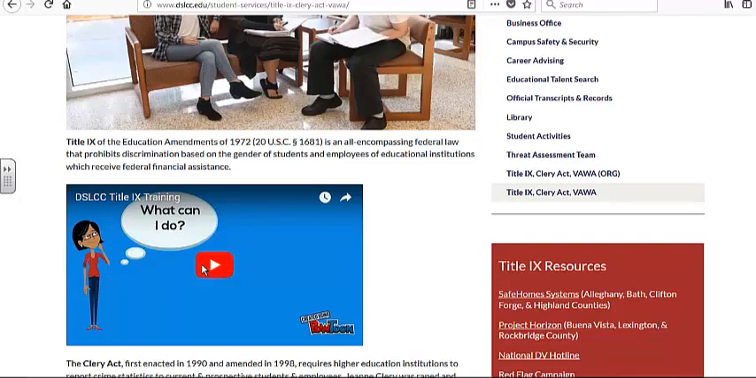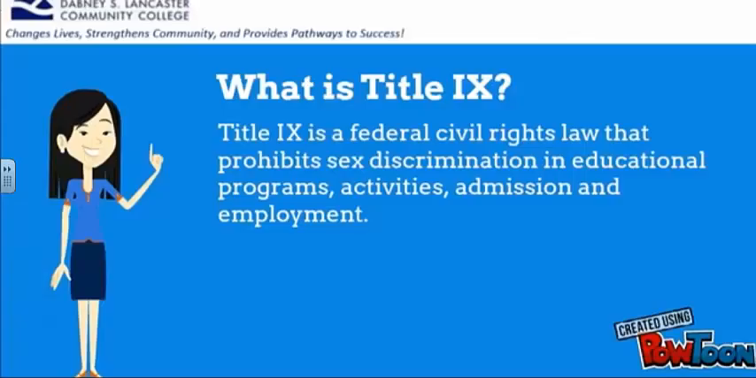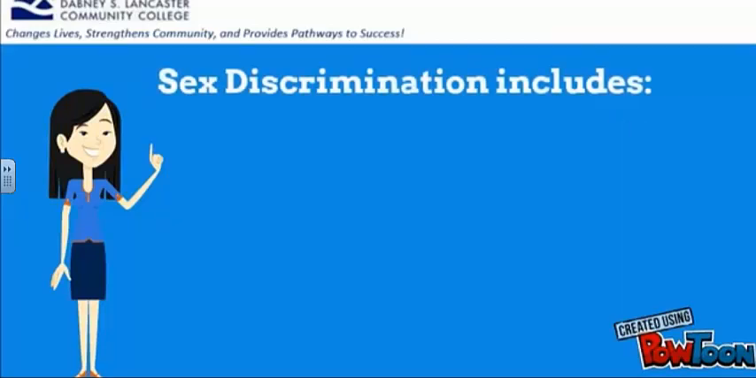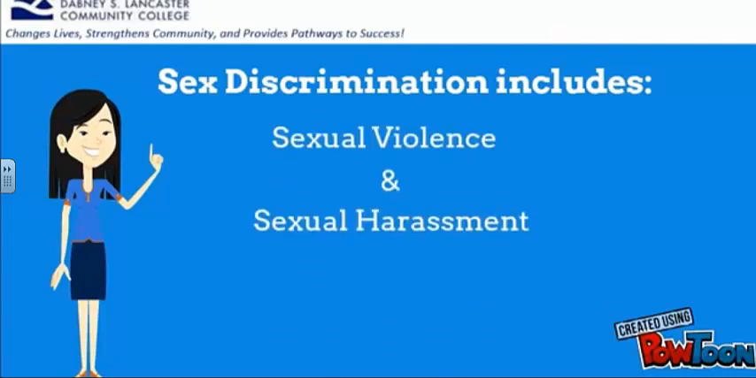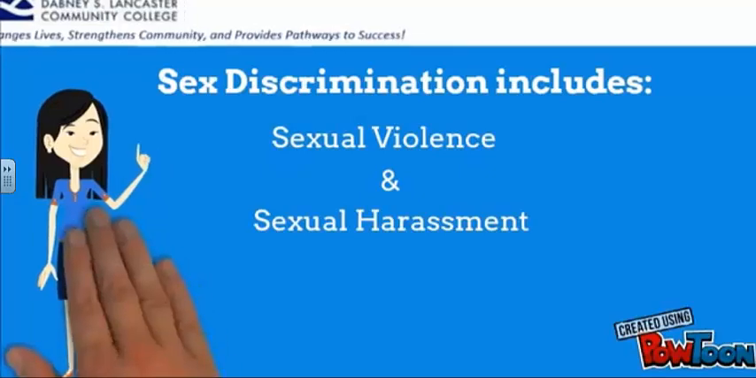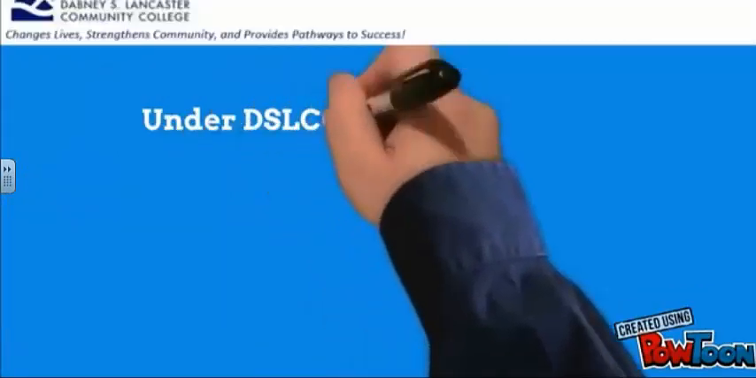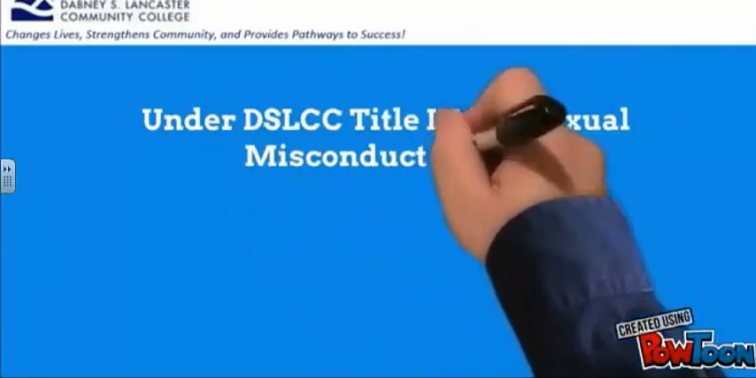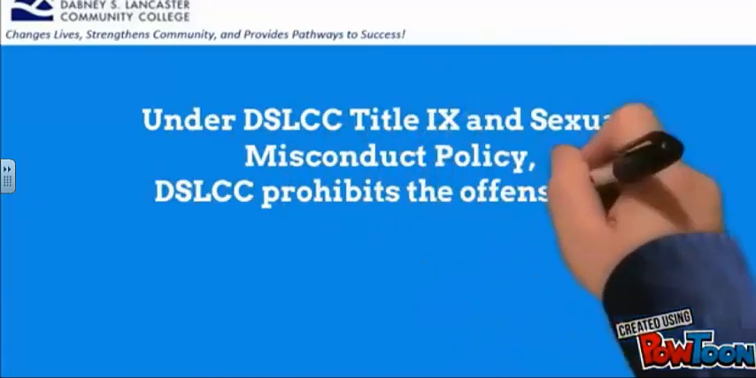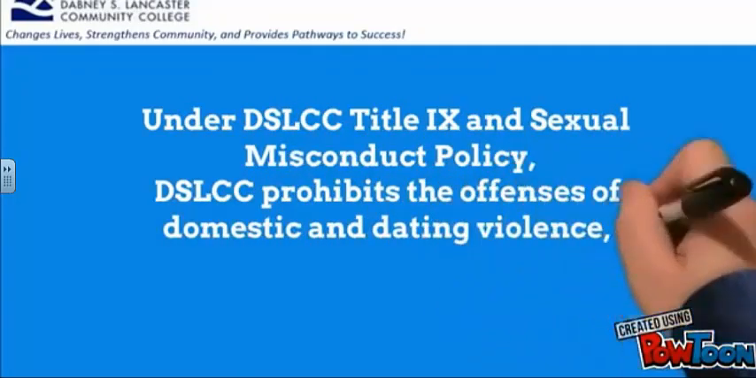Training for the What is Title IX? Title IX is a federal civil rights law that prohibits sex discrimination in educational programs, activities, admission, and employment. Sex discrimination includes sexual violence and sexual harassment. Under DSLCC Title IX and Sexual Misconduct Policy, DSLCC prohibits the offenses of domestic and dating violence, sexual assault, and stalking.